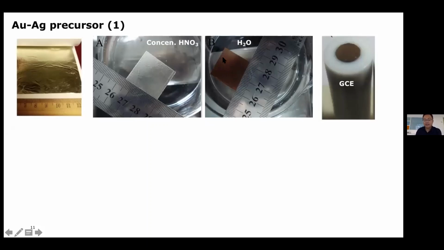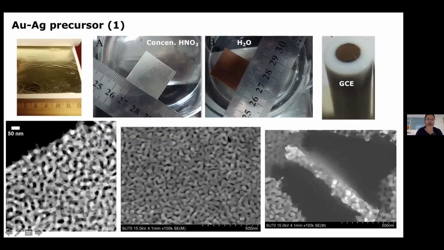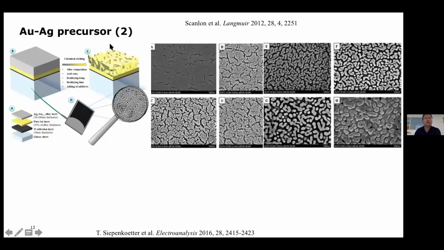Then we transfer this film onto a small substrate, typically we use a glassy carbon electrode. Then we can do some electrochemistry here. The structure of this type of nanoporous gold is typically uniform with randomly distributed pores. The second precursor we use is a sputtered gold-silver precursor. The advantage of this method is that we can tune the gold-silver ratio and the thickness as we want.